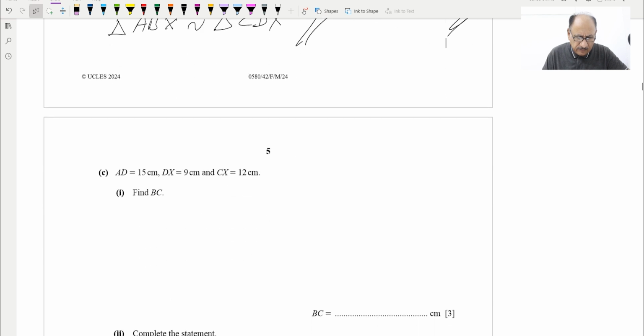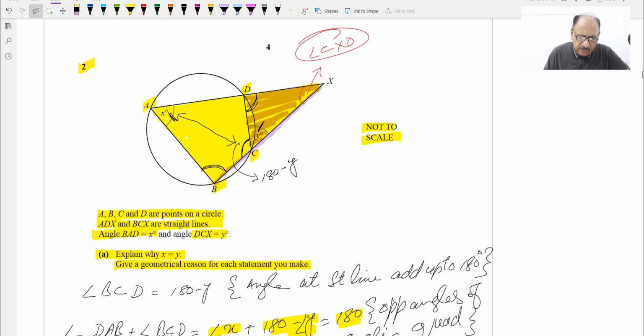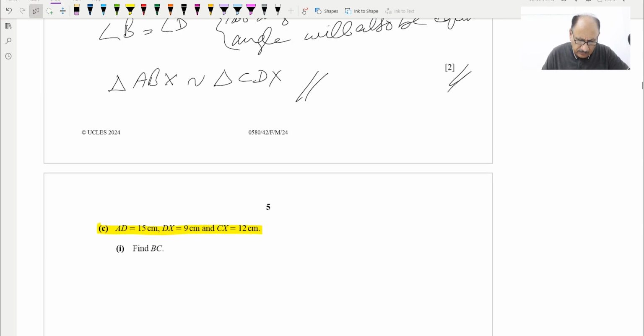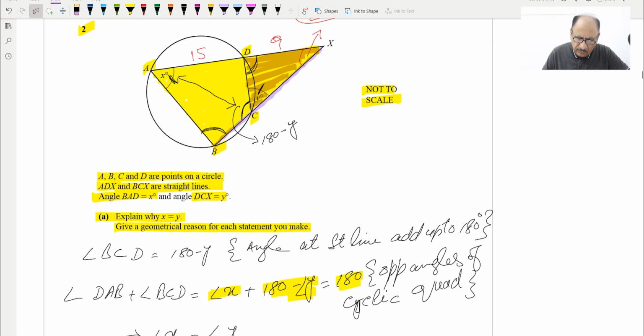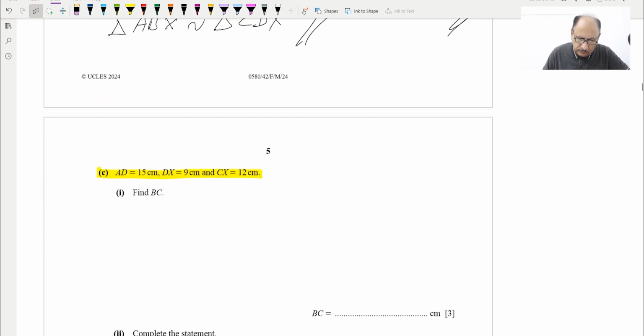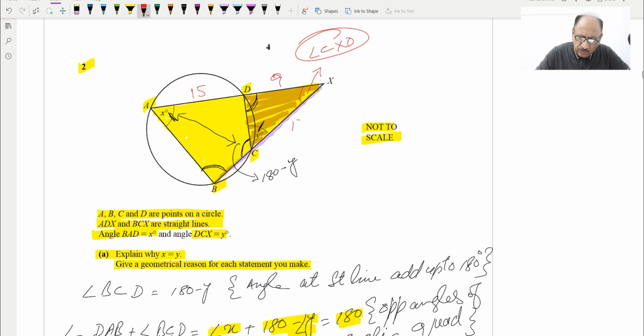We are done with this. Now the next part, part c: AD is equal to 15. Now where is AD? This one is 15, and then they are saying DX is equal to 9. This one is 9, and CX is equal to 12. So this one is 12.